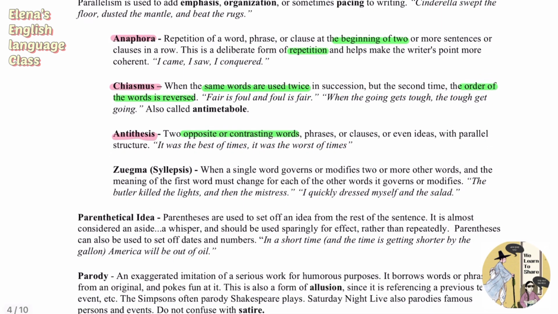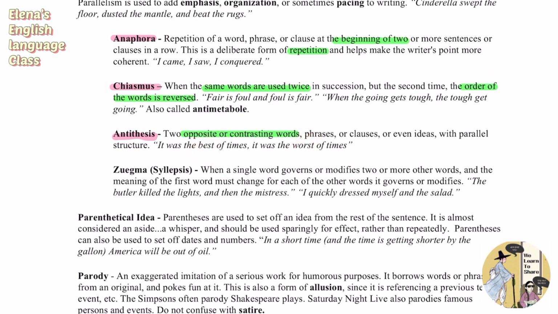So for example, it was the best of times, it was the worst of times. So you can see how there is a comparison. There are contrasting words used over here, best and worst, and they both imply the same thing, a parallel structure of times, right? But the concept of it is contrasting as it uses the opposite words best and worst. And this is called antithesis.